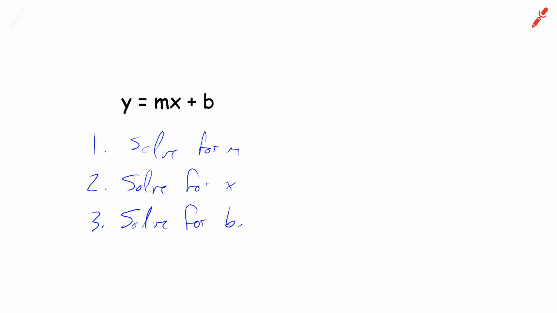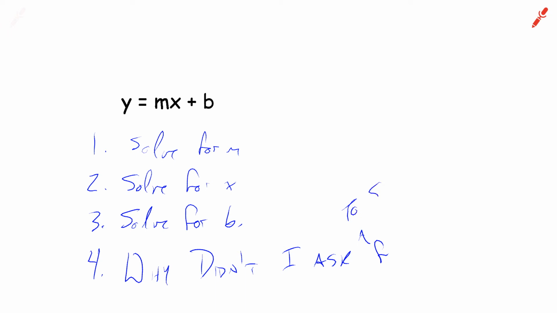Okay. And then the fourth thing I want you guys to answer and discuss. Work together. Talk to Miss N. Include Miss N in your group. That's okay. Fourth thing I want you guys to talk about is why didn't I ask you to solve for y? I asked you to solve for m, x, and b, but I didn't ask you to solve for y. I want to know why not.